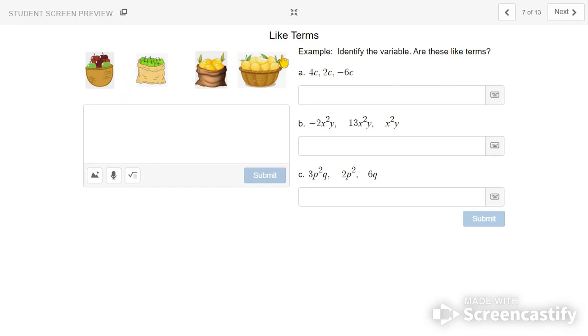Okay, the next part, we're going to talk a bit about like terms. Like terms, I like to think of it as fruit. So fruit, we have apples, these are the same, and lemons, these are the same. Now, if we are adding apples together, then we can combine them, but I can't combine two different fruit and say I have a basket of apples.